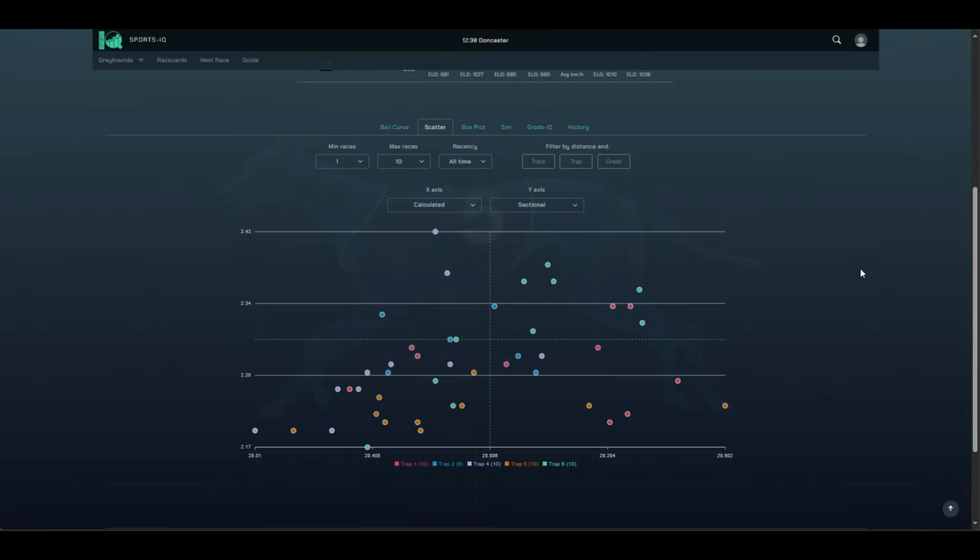In this scattergraph, we plot calculated speed versus sectional. Trap 4 clusters in the bottom left, which means it's fast from the boxes and fast to the line, and Trap 6's dots are scattered along the bottom right and mid right, meaning she's slow out, slow overall, and inconsistent. This confirms she's got no early pace and no staying speed either.